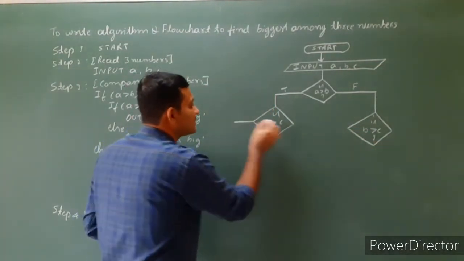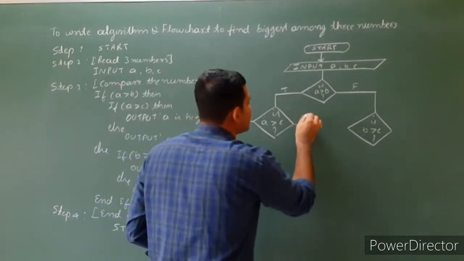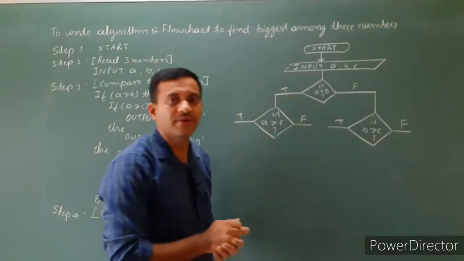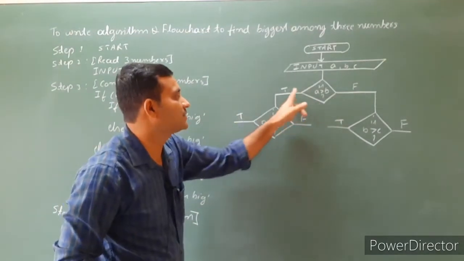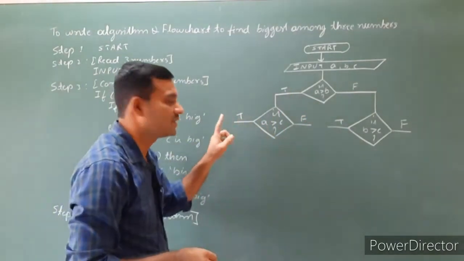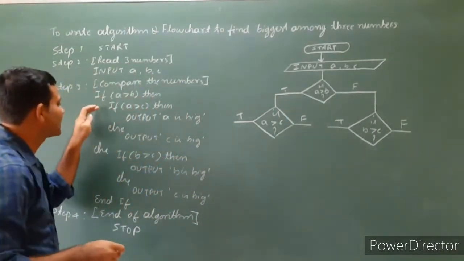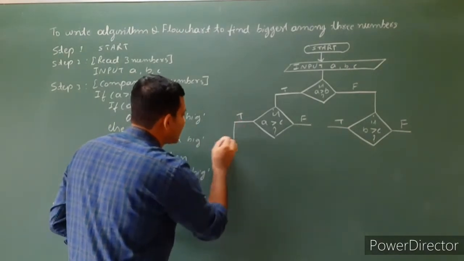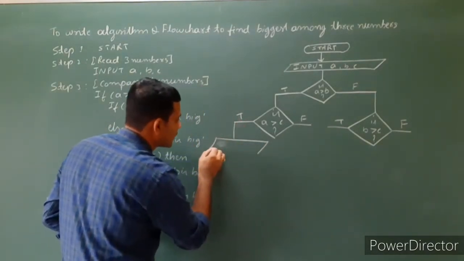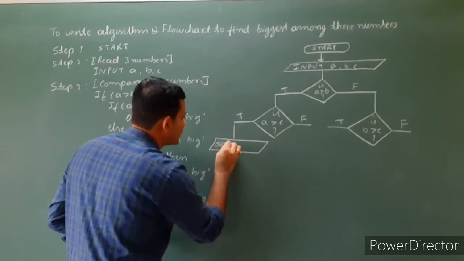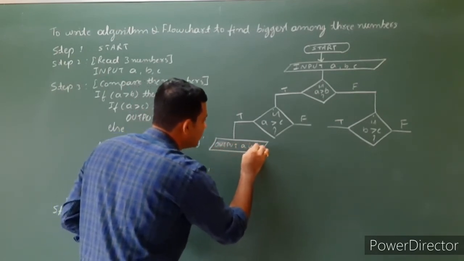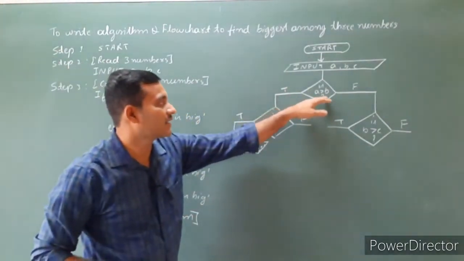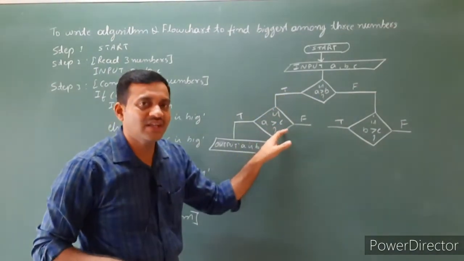Then every condition has a true part and a false part. So if A greater than B is true and A greater than C is also true, then statement 1 is selected. In the place of statement 1 we have output A is the biggest. To represent the output, again use a parallelogram. Inside that write output A is big.